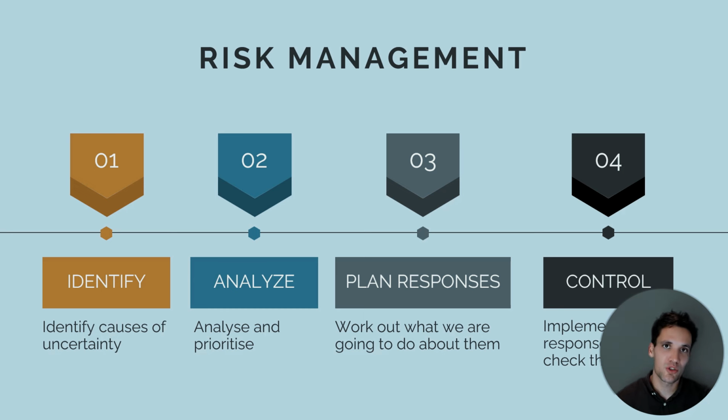Then we need to plan our responses. So for the critical risks we've identified, what are we going to do about them? Are we going to try and mitigate them? Are we going to try and transfer them to another party? So that's planning our risk responses. And then finally, we then need to control the risk management process. So we need to put in place these responses, follow them up, and make sure that they're being implemented correctly. Then keep our risk register updated as we progress through the project.